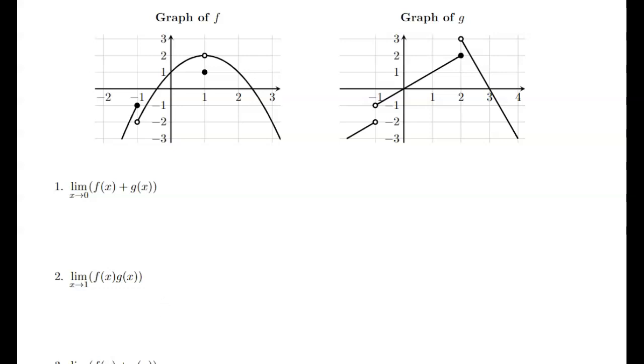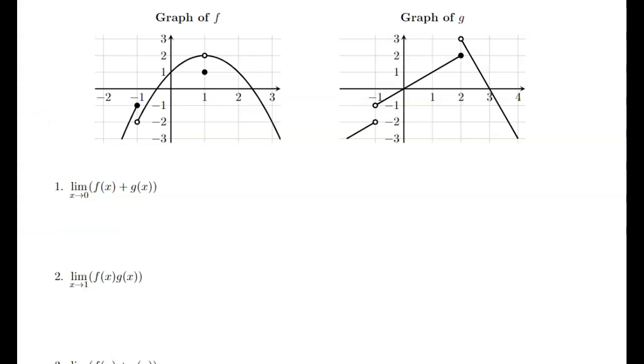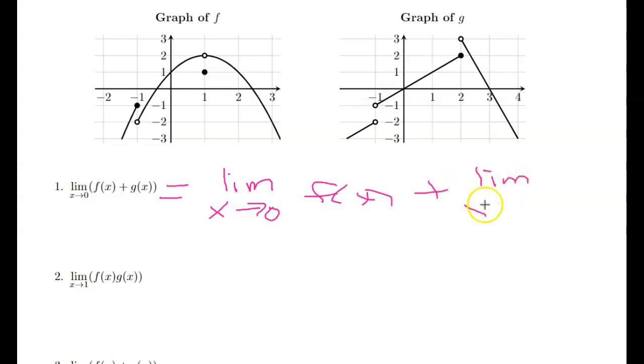So on number one, when you're given a limit of f plus g, due to the properties, what you're algebraically allowed to do is apply the limit, we don't call it distributing, of x approaches 0 of f of x plus the limit as x approaches 0 of g of x. It looks like distribution, but it really is applying the property.